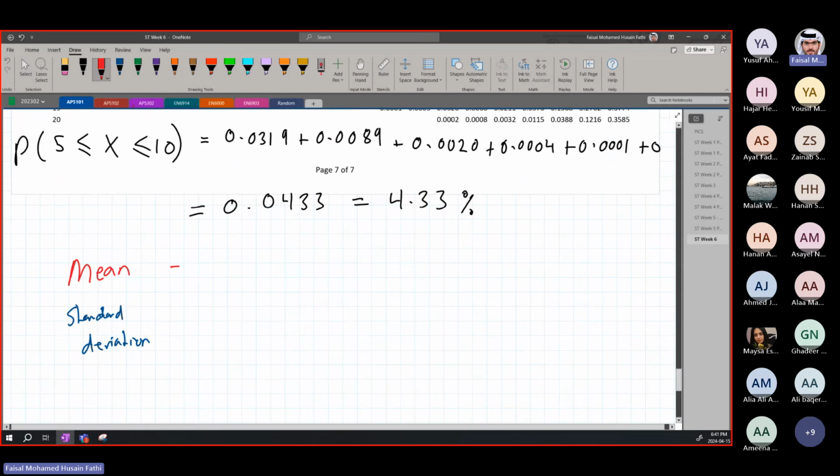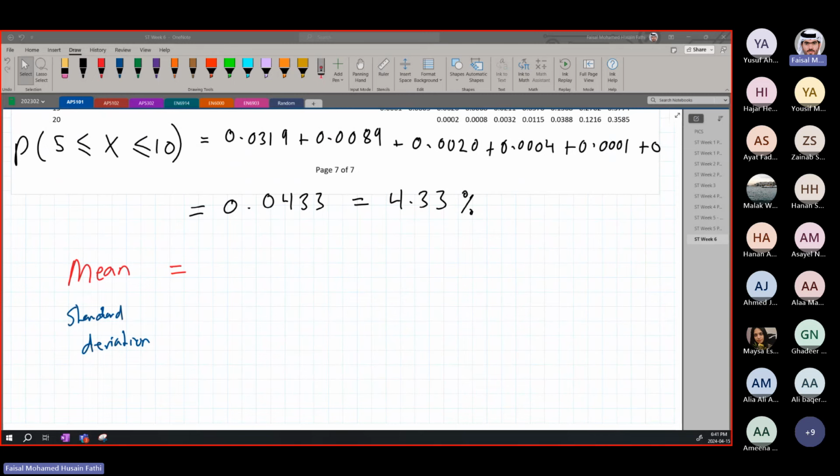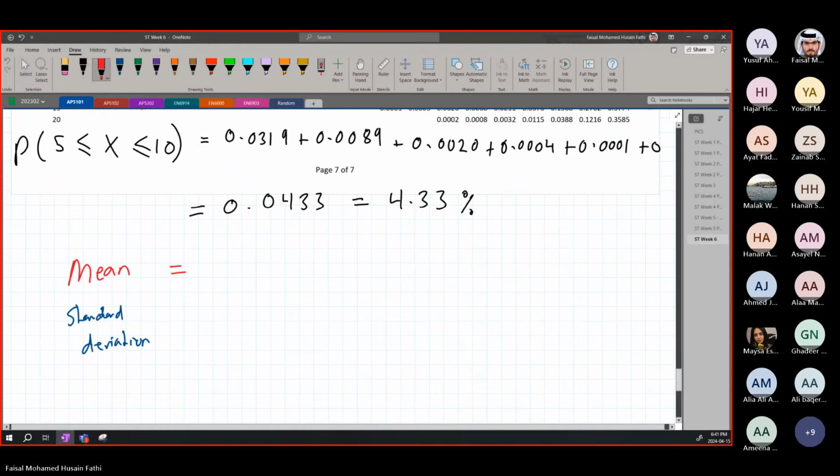All you have to do is, mean is equal to, I forgot the formula completely. It was np, yes, n times p. Remember, this is your mu, your mean. And your standard deviation is equal to sigma, which is the square root of n times p times q. Right? That's all it is.